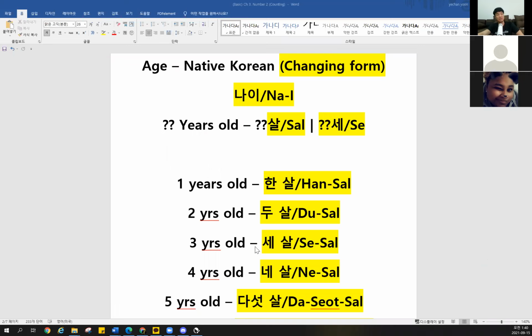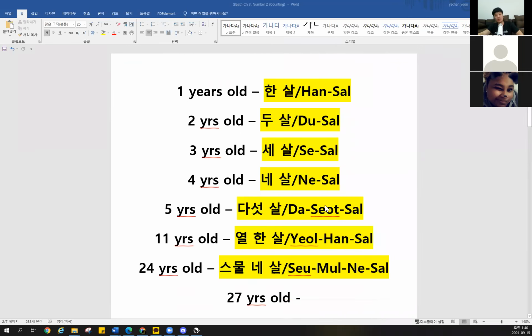Okay. How about 3 years old? You can say 세 살. Not 셋 살. 세 살. 4 years old, you can say 네 살. 네 살. 5 years old, how can you say it? 다섯 살. From 5 and the other words, it is exactly the same format as the previous native Korean, and only 1, 2, 3, 4 have a changing form. Please remember. So 5 years old is going to be 다섯 살.